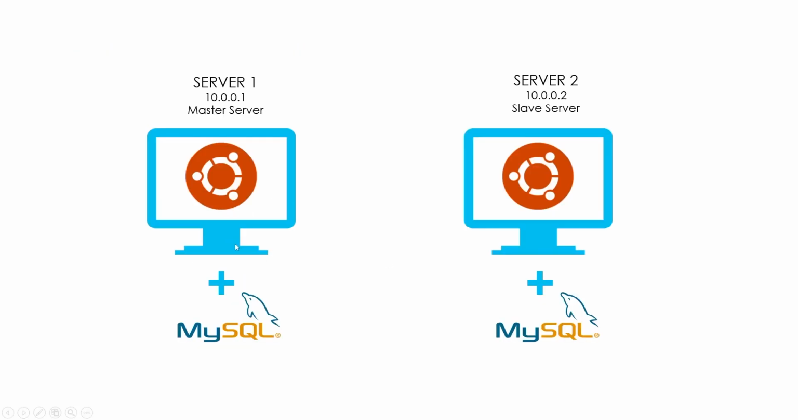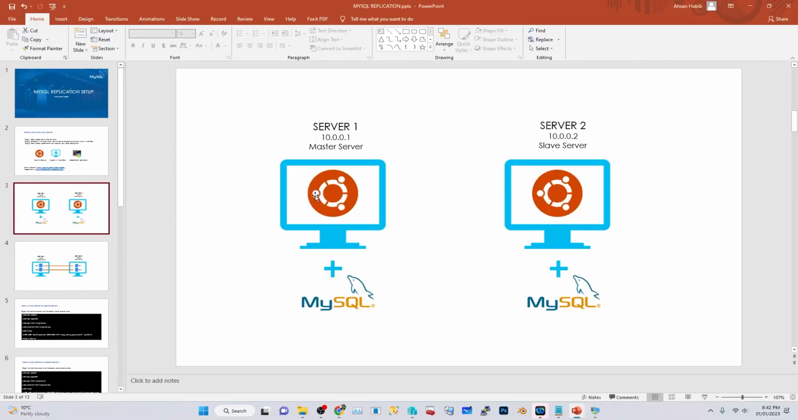So how it will work, let me show you. This is my server 1 and its IP address is 10.0.0.15. Server 2 is 10.0.0.16. Let me show you how you can find out your IP address on a Linux operating system.